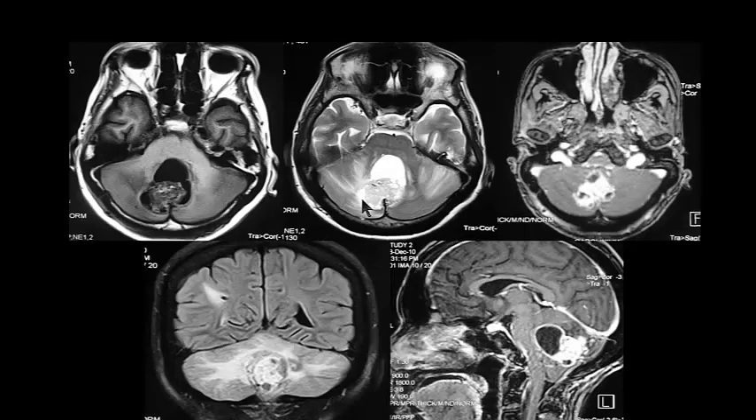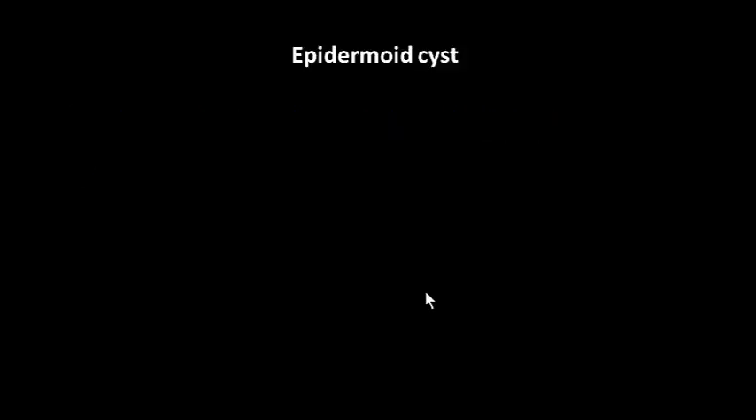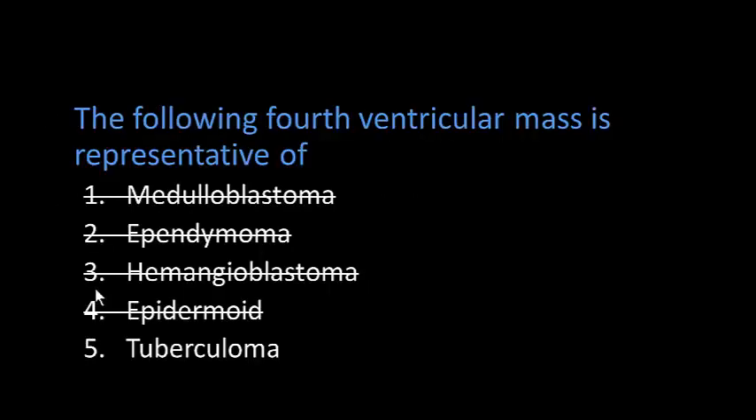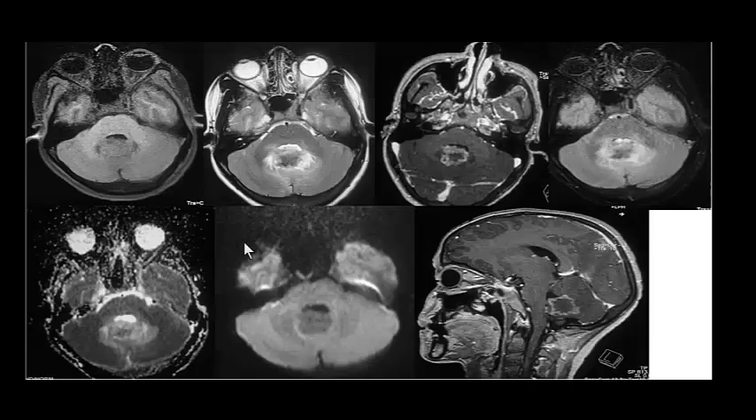Hemangioblastoma is a slightly older age group, around the 20s, and you see a lot of flow voids, and the enhancement pattern can be solid and cystic, with large rim lesions. I don't think this is a hemangioblastoma. Epidermoid is one of the common differential diagnoses, follows CSF signal intensity, and on diffusion is very, very bright. So this particular lesion does not seem to be an epidermoid. Therefore, you cannot just make a diagnosis by exclusion. Let's see how prospectively we can do it.